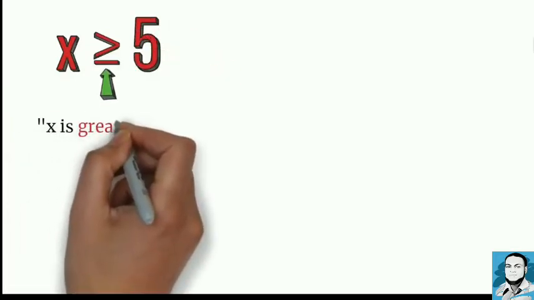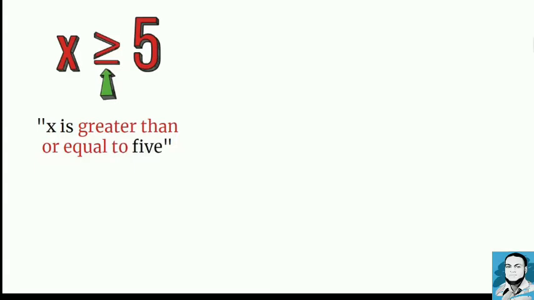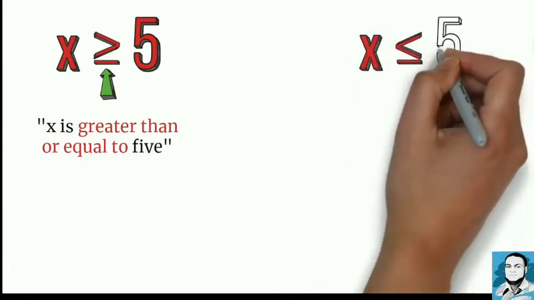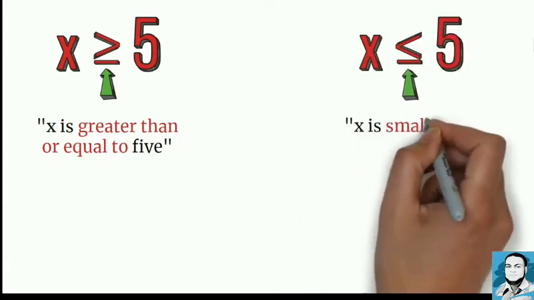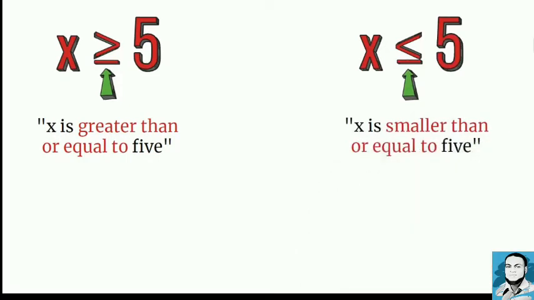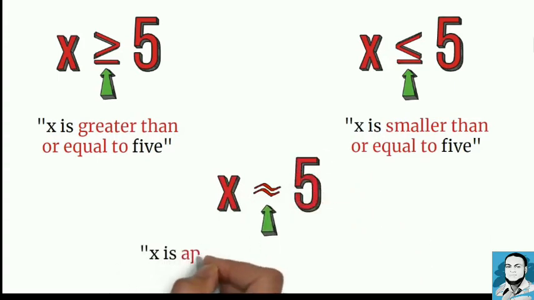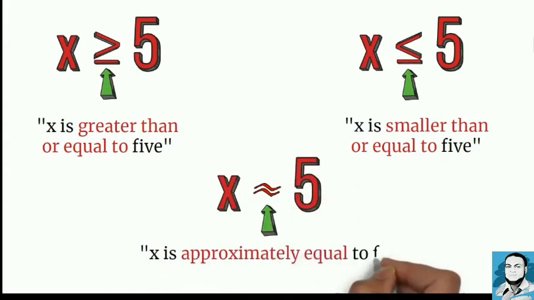X is greater than or equal to 5. Or X is smaller than or equal to 5. And one more. X is approximately equal to 5.